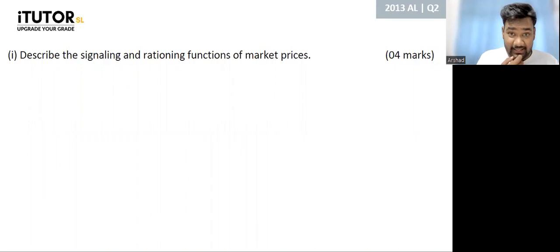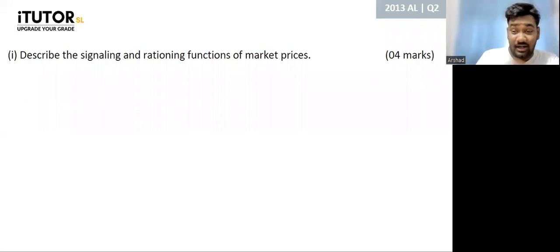Okay. We'll start with the 2013 A-level paper. Question number 2, but question number 2 part 1 is ideally from unit number 1. But we'll discuss it, because the other subsections are from unit number 2, so I have not separated this part and given it in unit number 1.